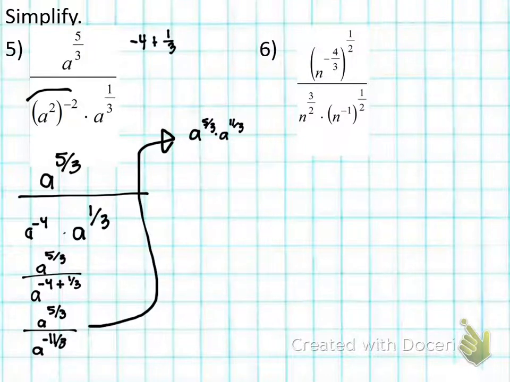Common denominator of 3, so it's going to be 3. 1/3. This one has a denominator of 1. So 1 times 3 is 3. So 4 times 3 is negative 12. Negative 12 plus 1 is negative 11.